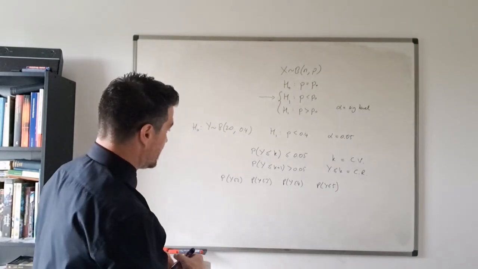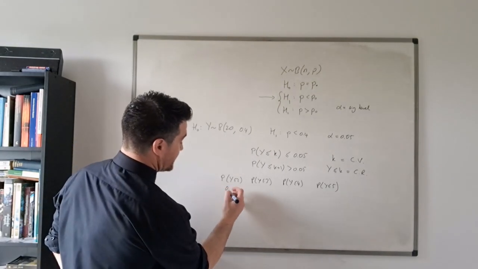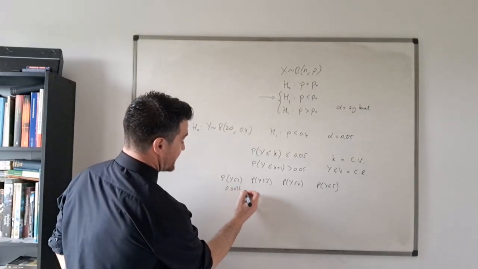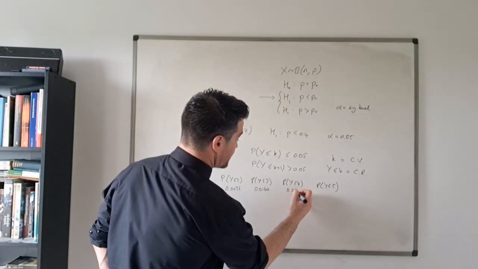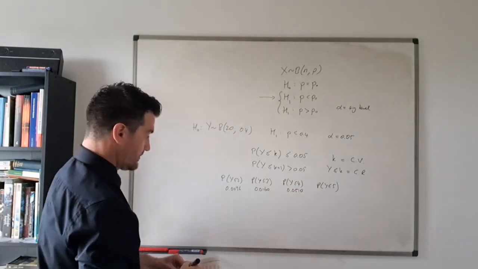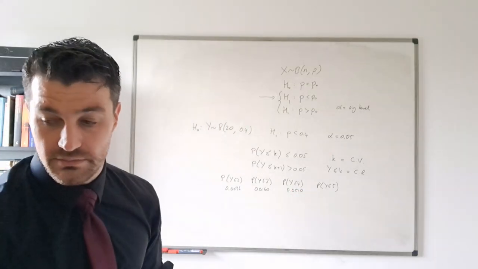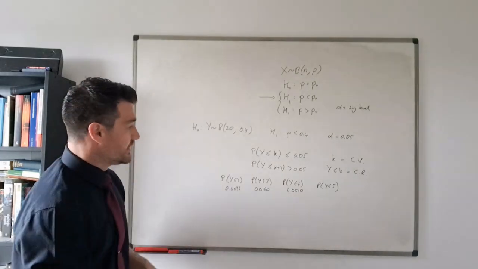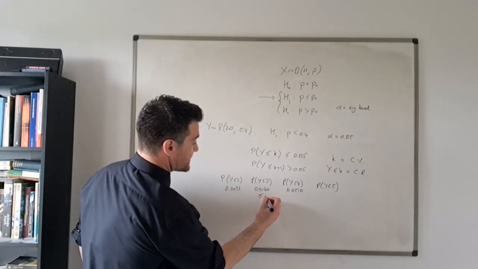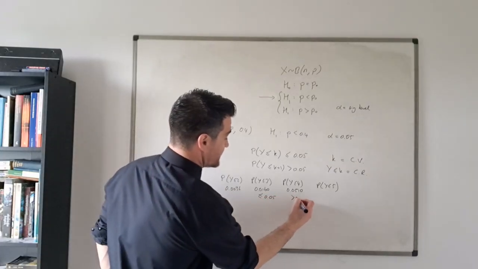So the probability of this is 0.0036. This is 0.0160. This is 0.0510. I may as well stop there because I've got the transition. This is less than or equal to 0.05 and this is greater than 0.05.